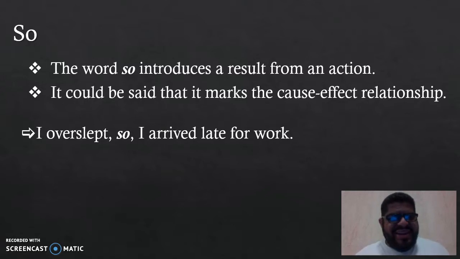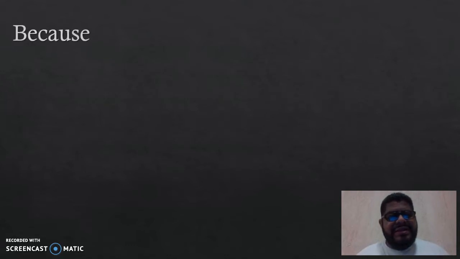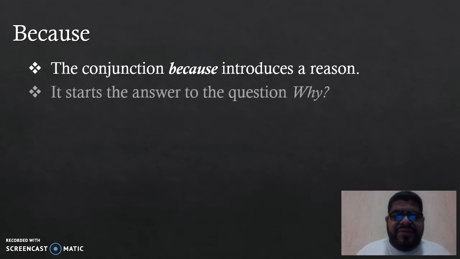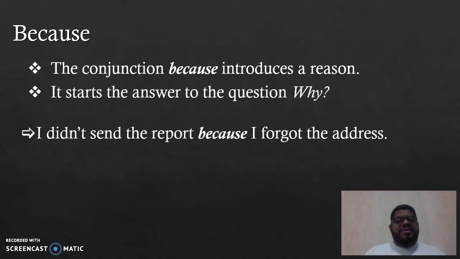So, see, again, this is the example for the conjunction so. I overslept, so I arrived late for work. You know, arriving late for work is the reaction or result of oversleeping. Let's see, what else? I think this is the last one. Because, another very common and important connector. The conjunction because introduces a reason. It starts the answer to the question, why? Look at the example. I didn't send the report because I forgot the address.